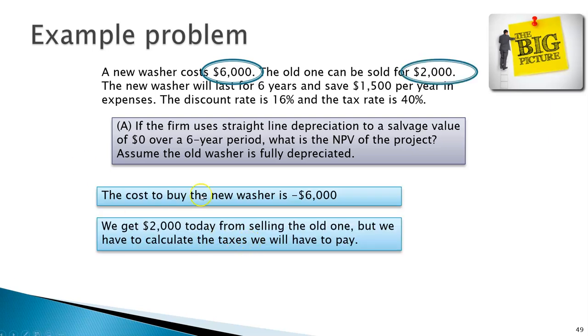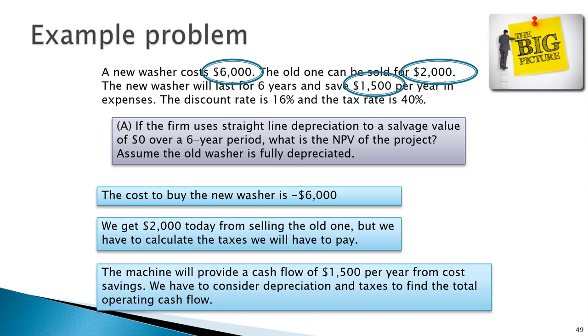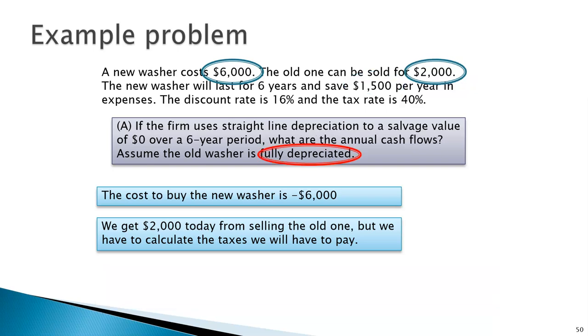We buy the old one for $6,000. As I said, we're going to sell the old one for $2,000, but we have to pay taxes on that sale. We have $1,500 a year, but we've got to look at depreciation and taxes to find out how much of that we're going to get to keep. Right? Calculate the operating cash flow from that.